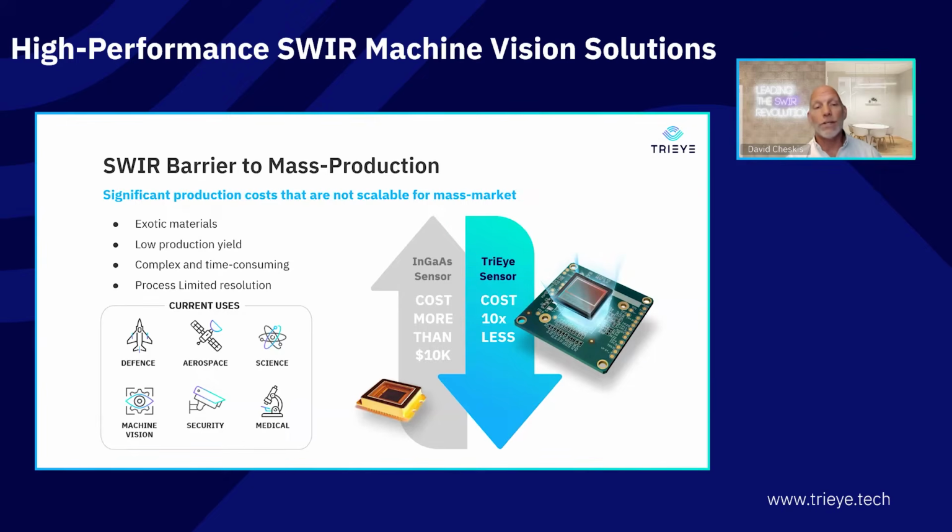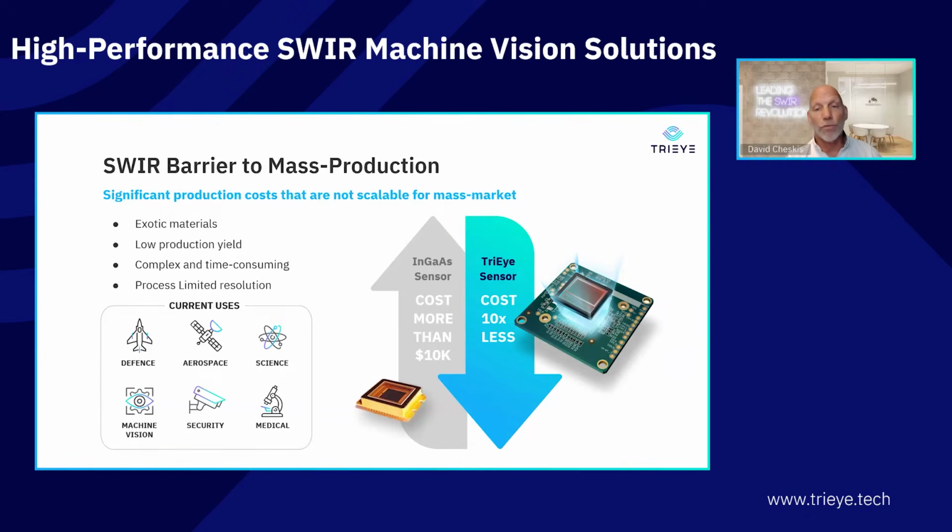And so what that does is really limit the use case for InGaAs sensors to very high performance, expensive applications like you see on the left-hand side there: defense, aerospace, science. There's not many of them made every year, especially compared to CMOS image sensors for automotive and mobile phones. But because of that, they can handle the high cost points and prices.